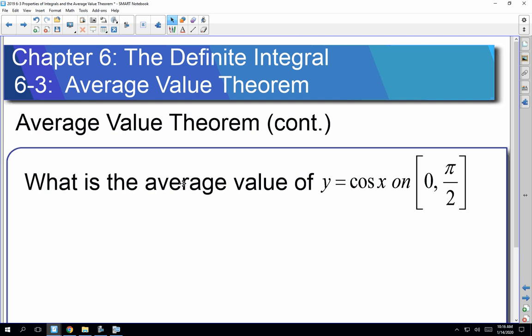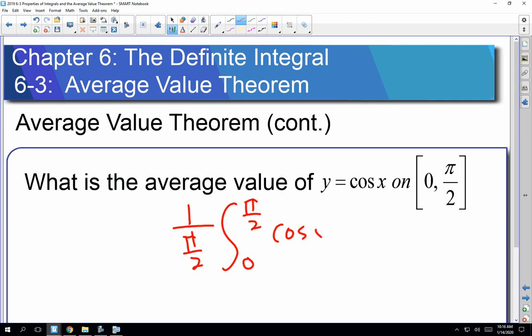So you guys get the 0.63. You get 0.63 something. It's 0.637 to the nearest thousandth. So we're getting it. 0.637. Yeah, that's it. So the setup looks like this, just to make sure you got it. So it's 1 over pi over 2 integral from 0 to pi over 2 cosine of x dx. And you get about 0.637.